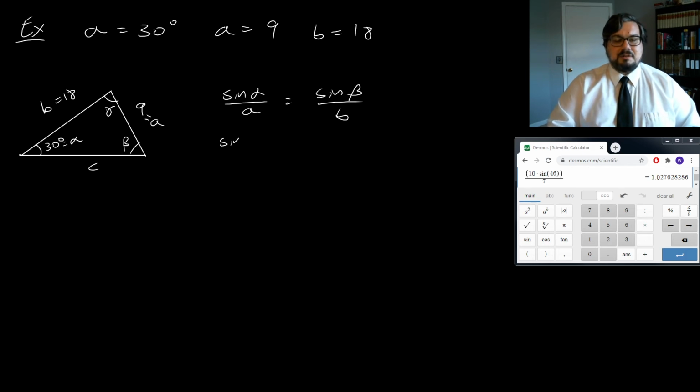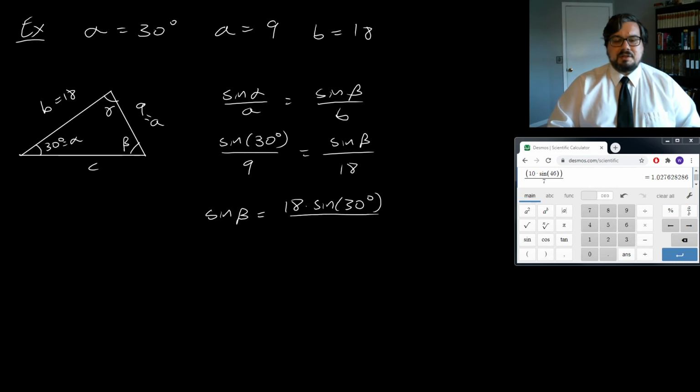Alpha is 30 degrees, A is 9, beta we don't know, and B is 18. So, rearranging, we get that sine of beta is equal to 18 times sine of 30 degrees over 9, which is equal to 2 times sine of 30 degrees. But actually, we're familiar with 30 degrees. We know that sine of 30 degrees is actually 1/2, and therefore 2 times sine of 30 degrees is just 1.